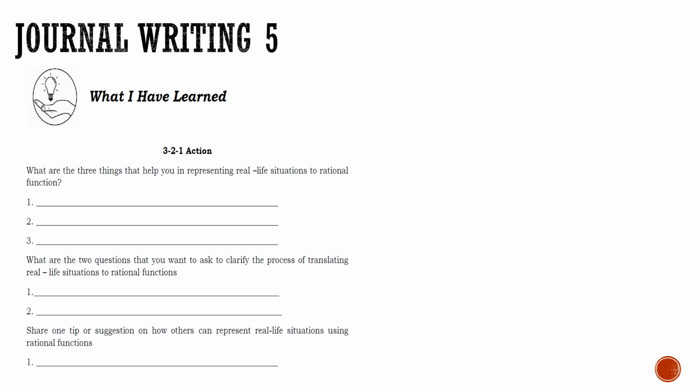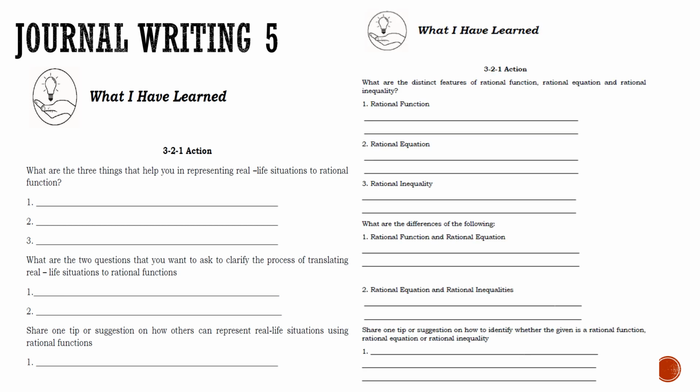So, for this week task po, syempre, gagawa po kayo uli ng journal writing number 5. Pag binuksan nyo po yung module nyo, ito po ay parang nagkaroon ng dalawang lesson, no? So, yung una po nating lesson is how to apply real life situation nga po. How to apply rational function in a real life situation. So, ito po yung una nyong journal writing. Sasagutan nyo po yan. And then, yung pangalawa naman po nyong journal writing for this week is yung how to distinguish naman po yung rational function, rational equation, and rational inequality po.